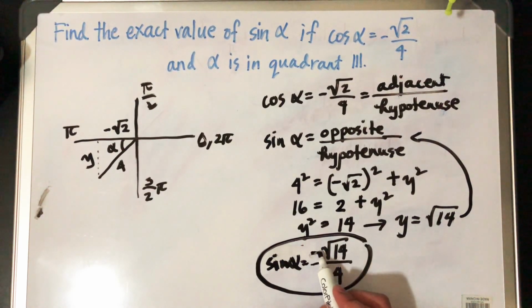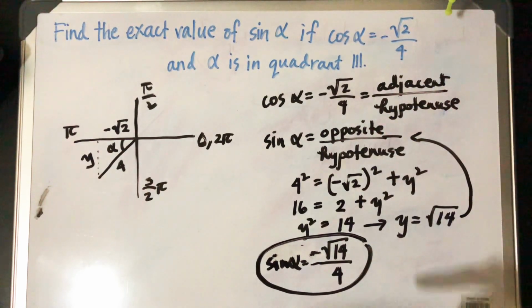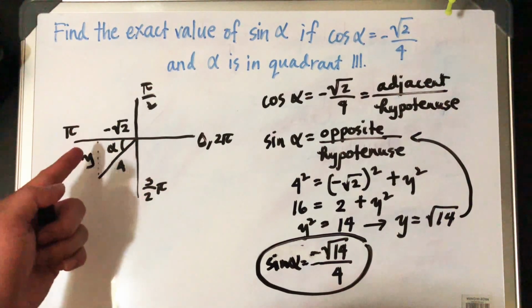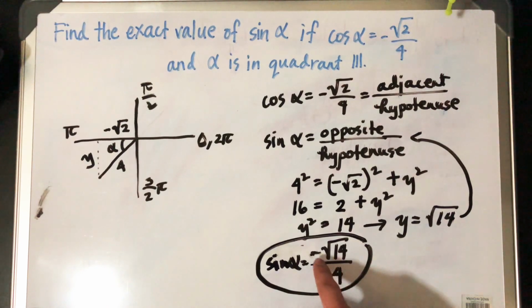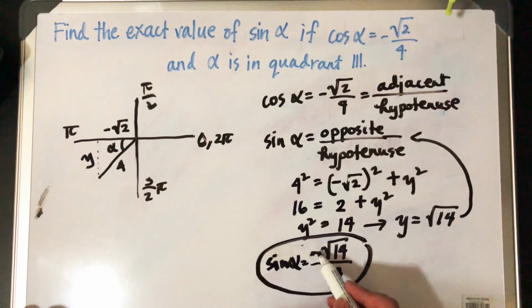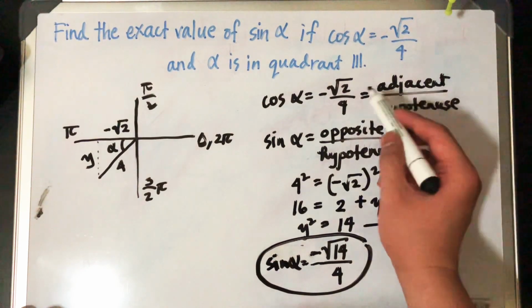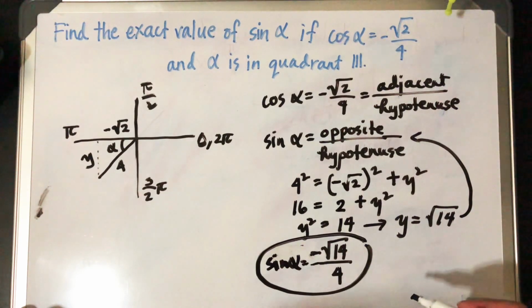Again, take note of the sign. It is mentioned that it is in the third quadrant. So we expect now that the horizontal value and the vertical value are both negative. That's why here we put a negative value. Just like this one, negative. So that's it.